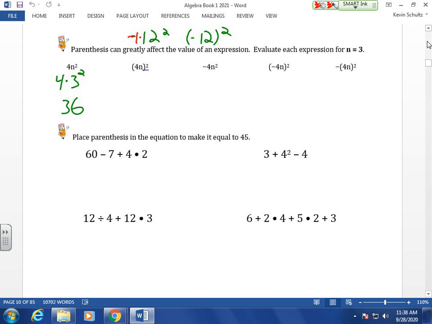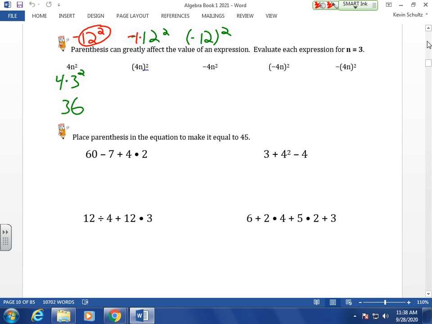So when you have negative 12 squared without parentheses, since exponents come before multiplication, you're only squaring the 12 here, which gives you 144. And that negative sign just kind of hops on. So you get negative 144 as the final answer. However, with that negative sign in parentheses, that really means negative 12 times negative 12, right? So you would get a positive 144 from that.